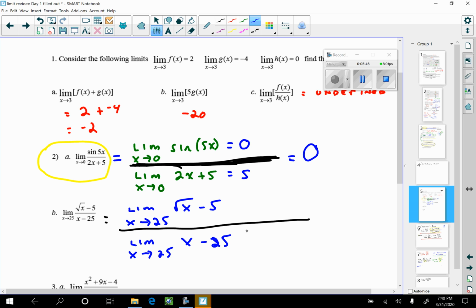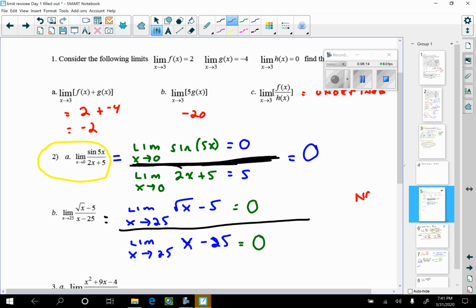Okay, and I'm going to evaluate each of those limits separately, just like I did up here. Well, what does this top thing go to? If x goes to 25, the square root of 25 is 5. 5 minus 5 is equal to 0. As x goes to 25 of x minus 25, that goes to 0.